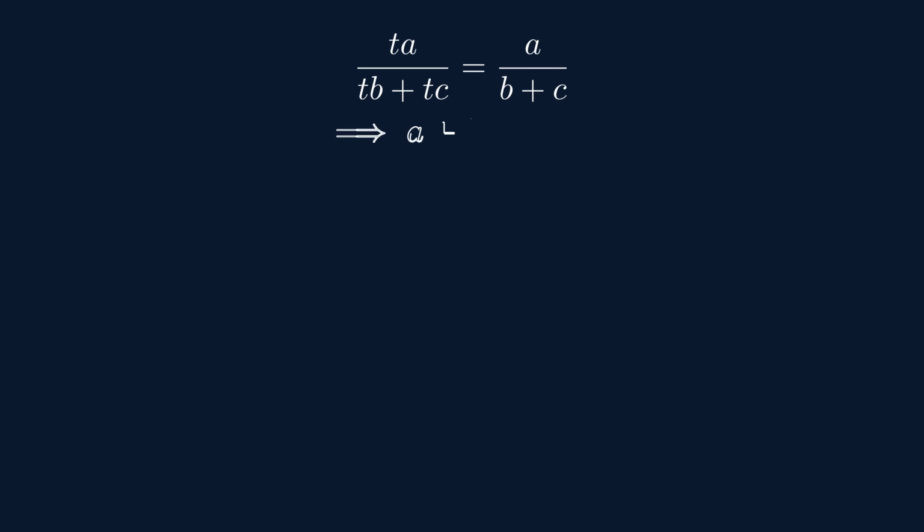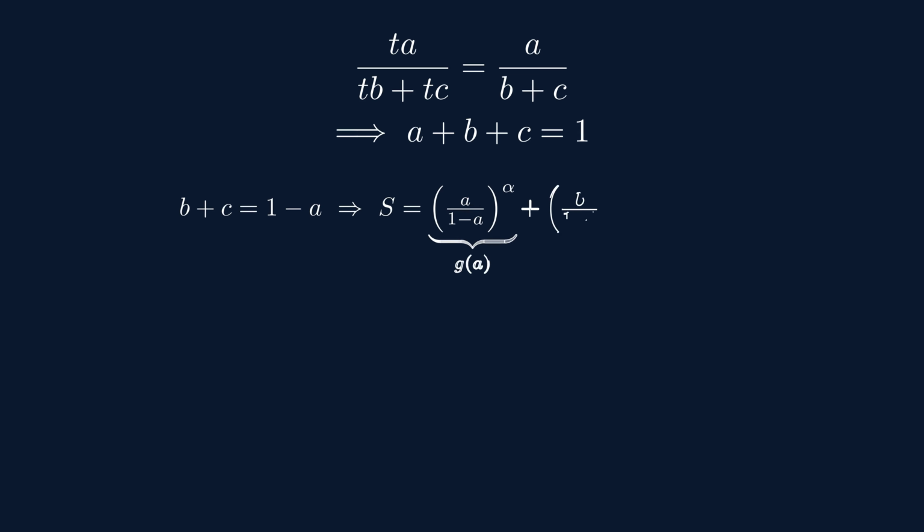Tiny bit of classic olympiad setup first, but it quickly pays off, I promise. Scaling all 3 numbers does nothing, it just cancels, so I'll force them to add up to 1. And now, b plus c is just 1 minus a, so every term only depends on its own variable. The whole sum splits into 3 copies of one little function. Let's call it g.